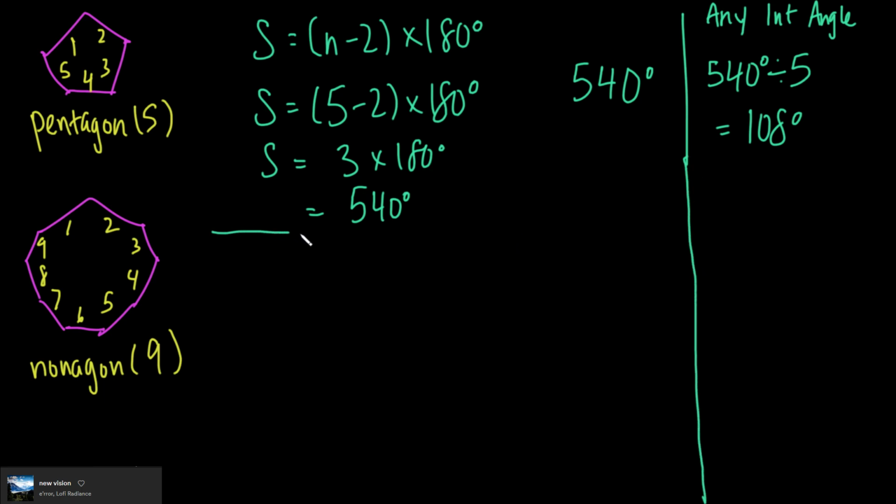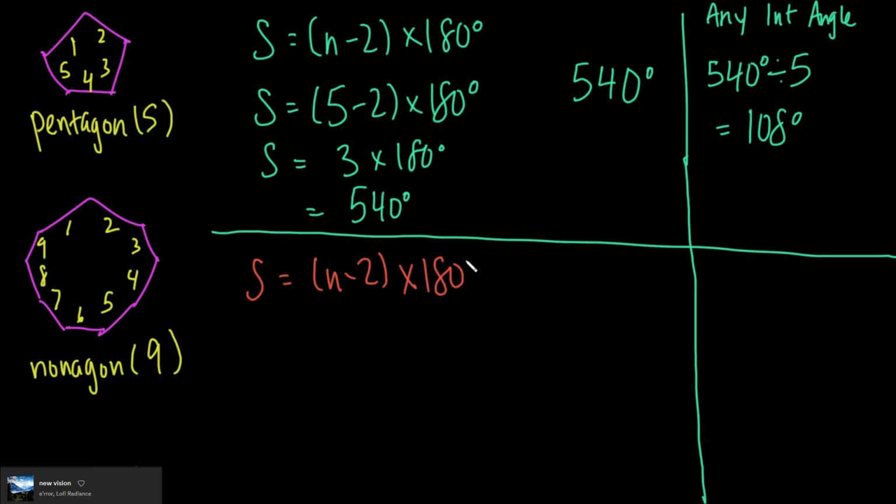So can we now do this for our nonagon? Let's try this with a nonagon. Again, we're using the same equation: sum equals n minus 2 times 180 degrees. In this case, n is 9. We do 9 minus 2 first in brackets, so 7 times 180 degrees.